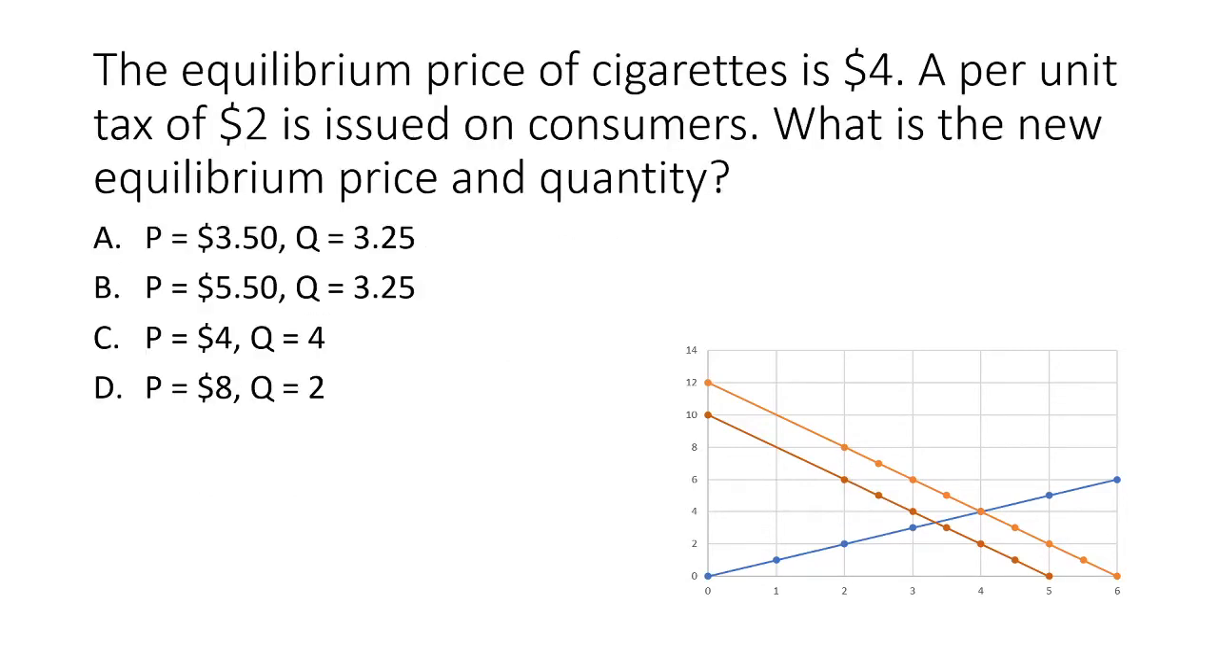So looking at our new graph, the equilibrium price was $4, a per unit tax of $2 issued on the consumers. What is the new equilibrium price and quantity? The correct answer would be A. We have a price of $3.50 at our new equilibrium and a quantity of 3 1/4 cigarettes sold.